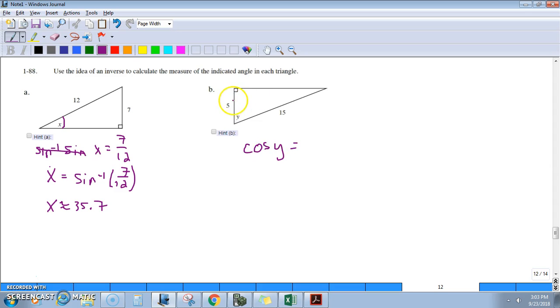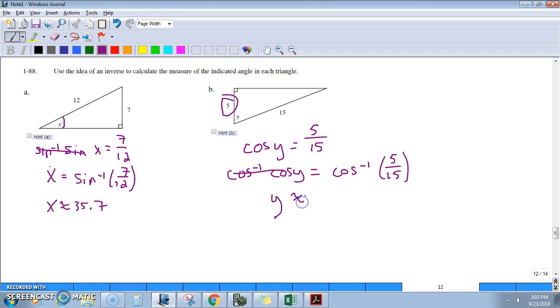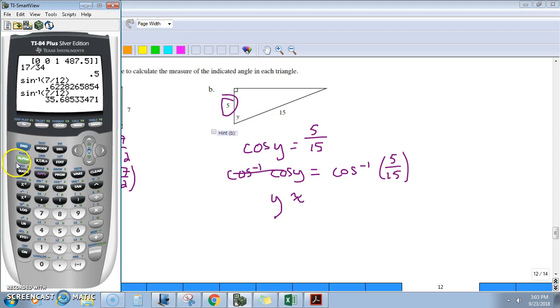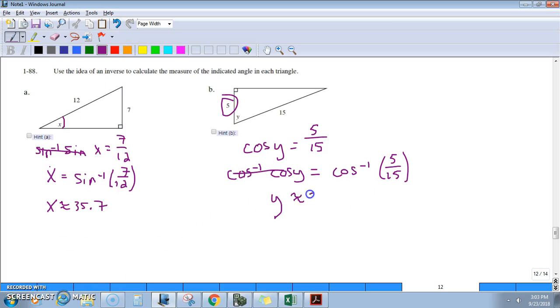And on this side, it's going to be the same, but I know the cosine of y, because y is right next to this side, is equal to 5 over 15. So I take the inverse cosine of both sides. And I get y is approximately, second, then you do second cosine, and that brings up the inverse, and then I'm just going to do 1 divided by 3 because that's the same as 5 over 15. And approximately 70.5 degrees. These are both degrees.